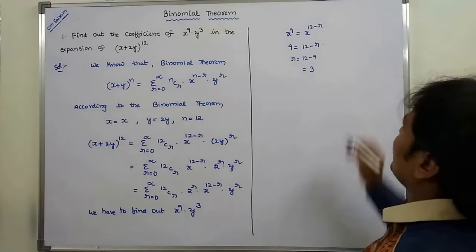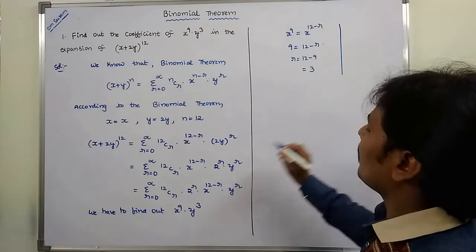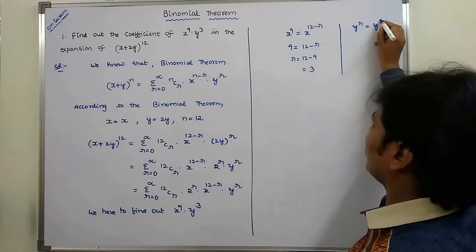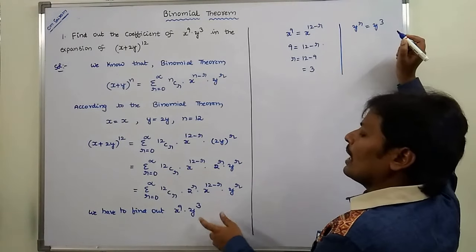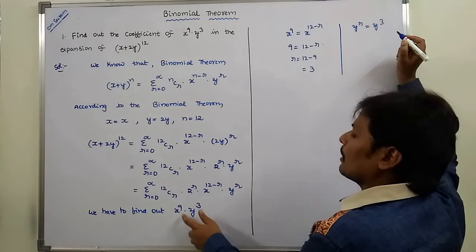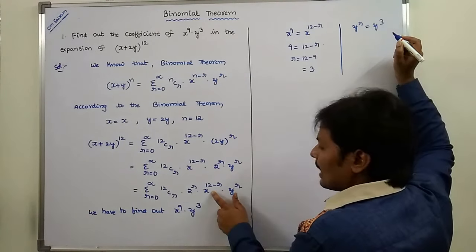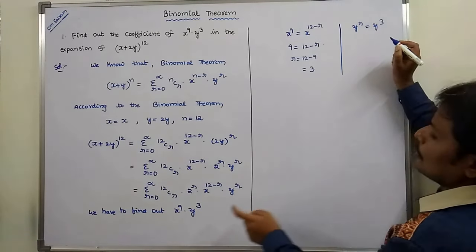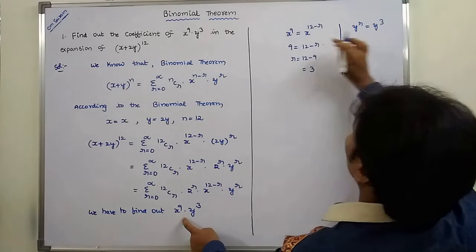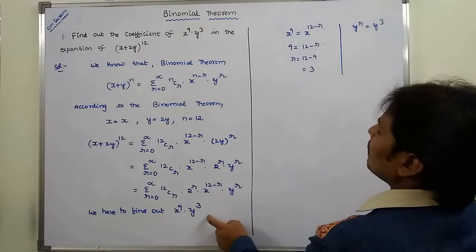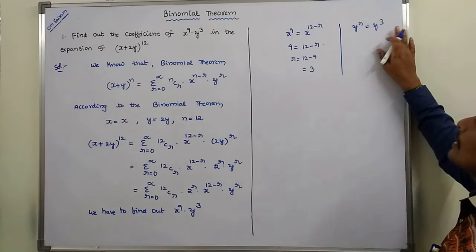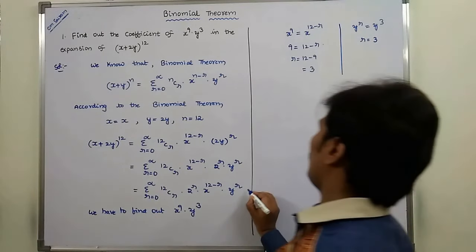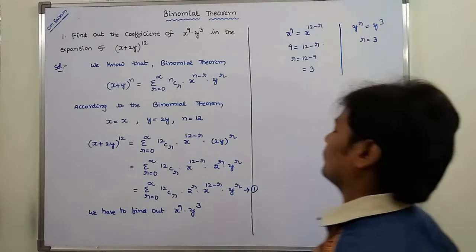Okay. Next one, second one, y^r. So y^r = y^3. Here y^r is there. We have to find out x^9 y^3. So the x term is equated with the x term, the y term is equated with the y term. So x^(12-r) = x^9, and y^3 = y^r. So according to that, the r value is equal to 3. So now this is equation 1. Okay.